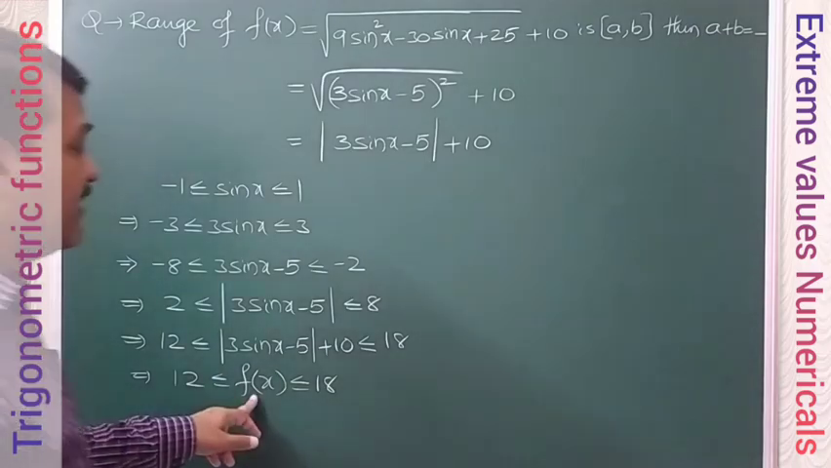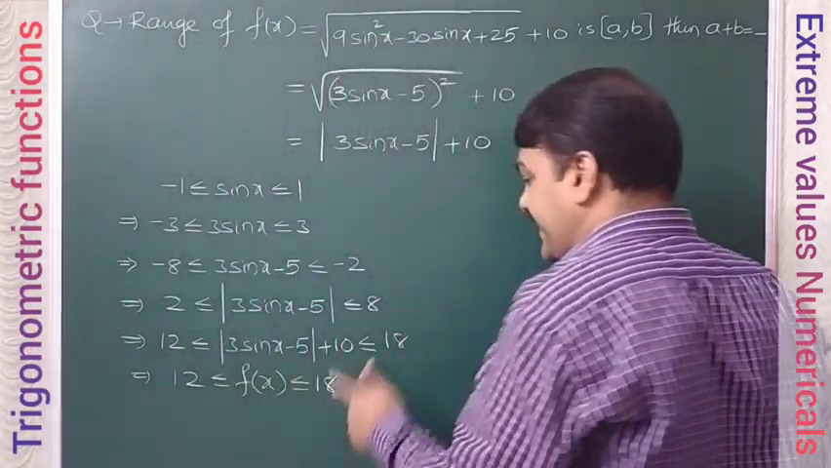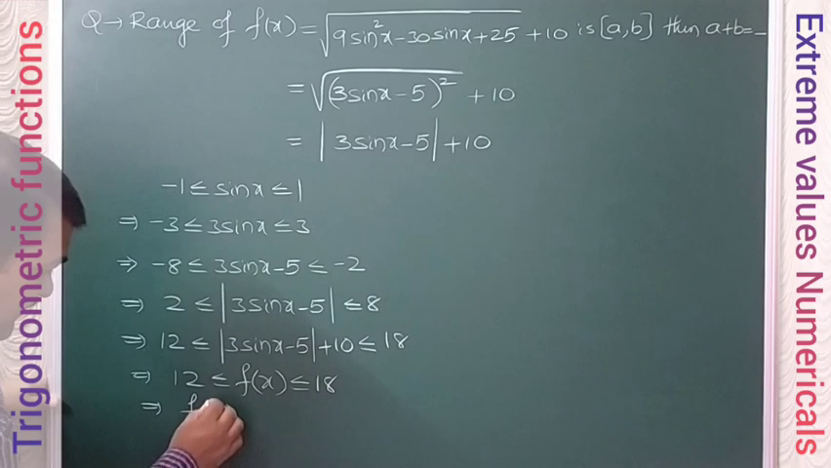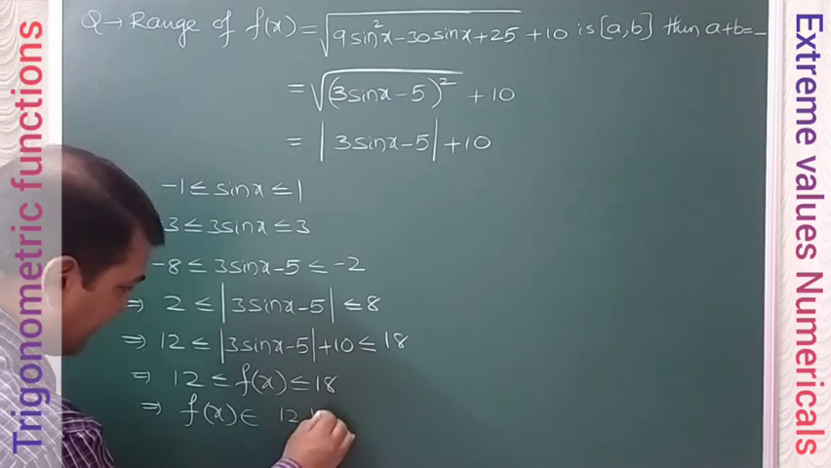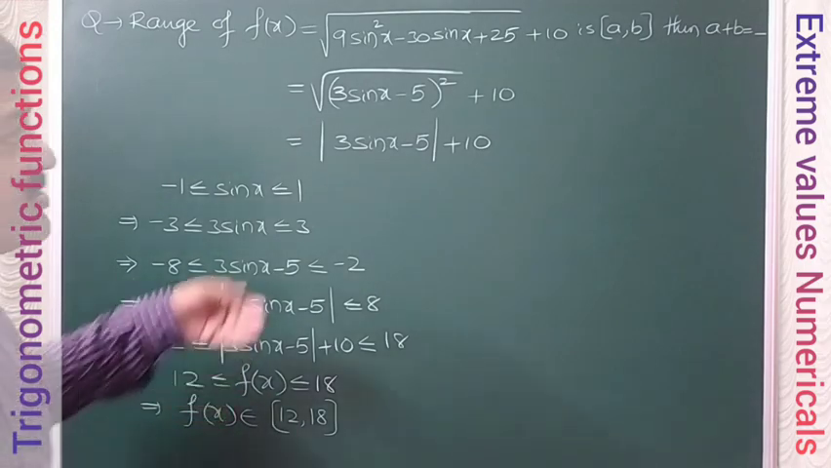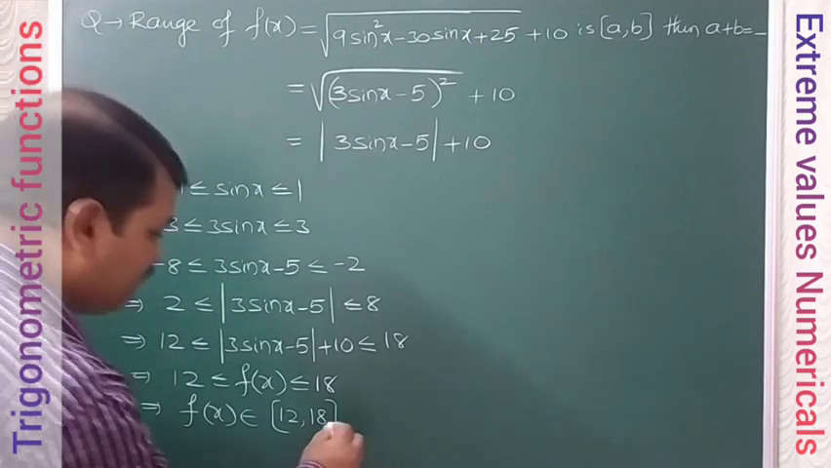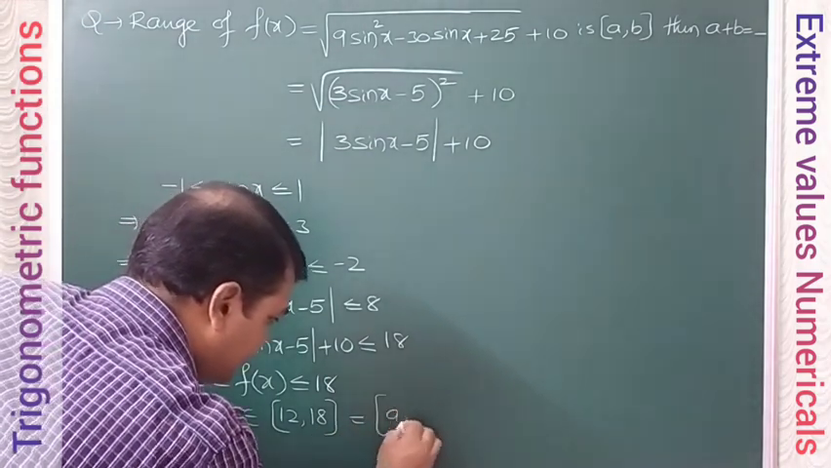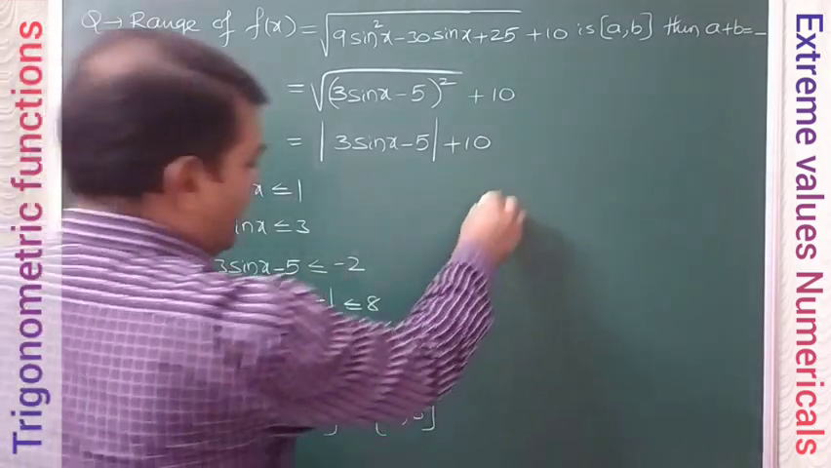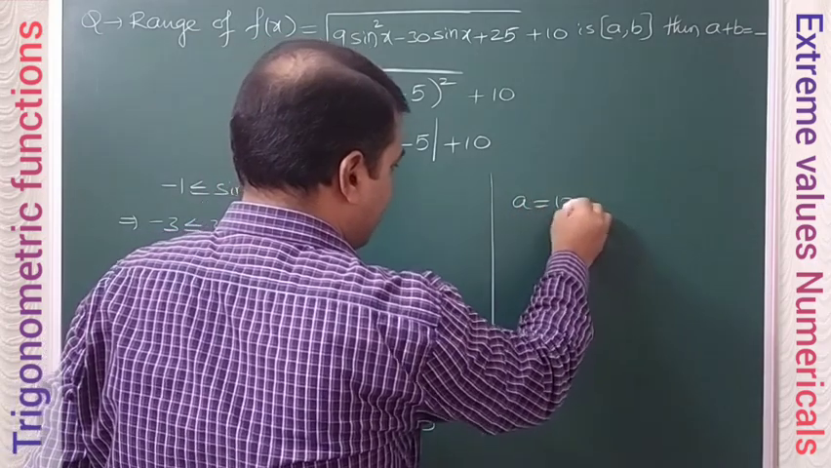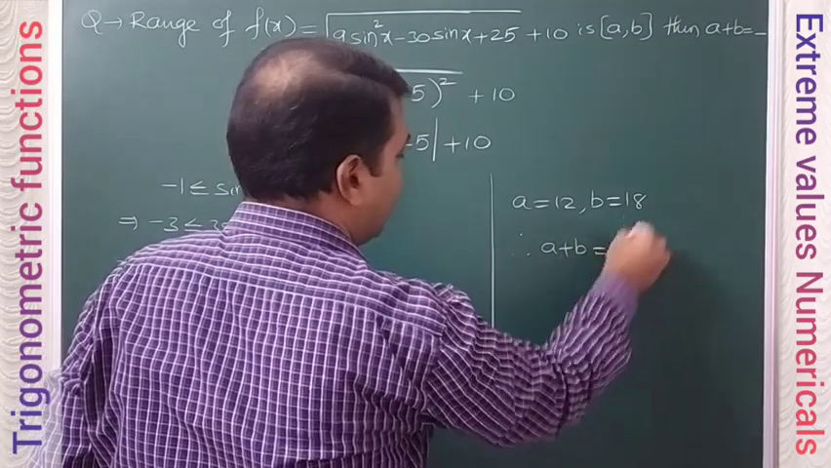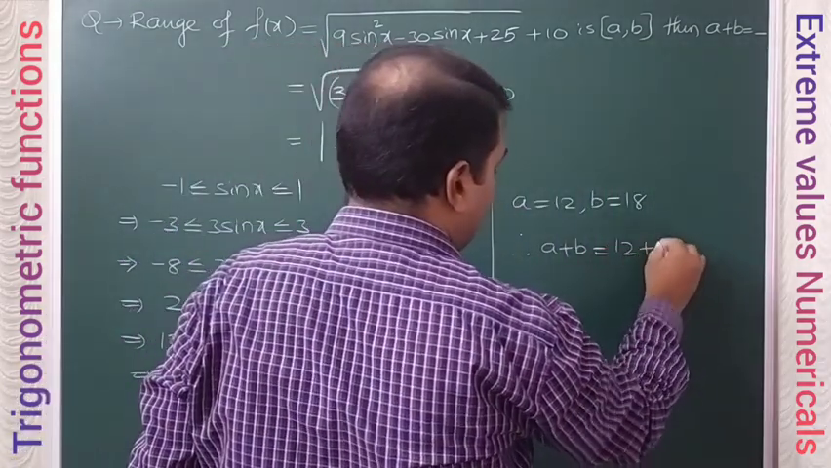So the range of f of x we got as 12 to 18. So we can also write like this: f of x belongs to the closed interval 12 comma 18. But the range of f of x is already given as a comma b, no? So they have given it as a comma b. So a is 12, b is 18. Okay, so you are getting a as 12, b as 18. Therefore a plus b, which is asked in the question, is going to be 30.